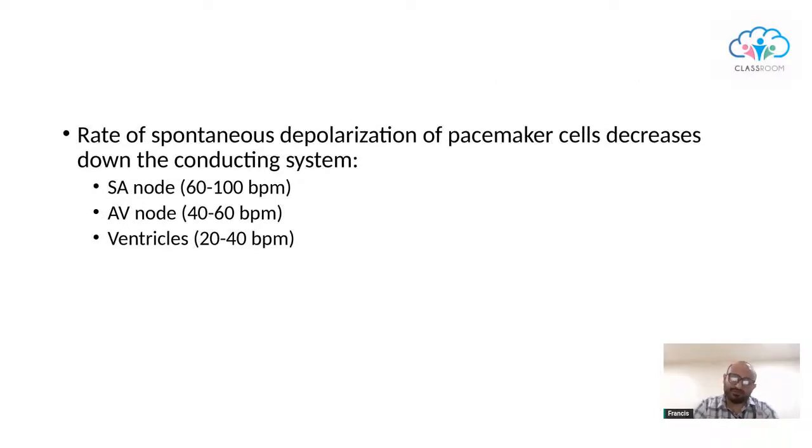The rates of discharge from the SA node are normally 60 to 100, and the AV node, once it takes over, discharges normally at 40 to 60, and the ventricles discharge at 20 to 40. You would have seen the nomenclature accelerated junction rhythm, which is nothing but when the AV node is beating at a higher than normal rate, that is at a rate of higher than 60, usually due to enhanced automaticity. That's called accelerated junction rhythm.